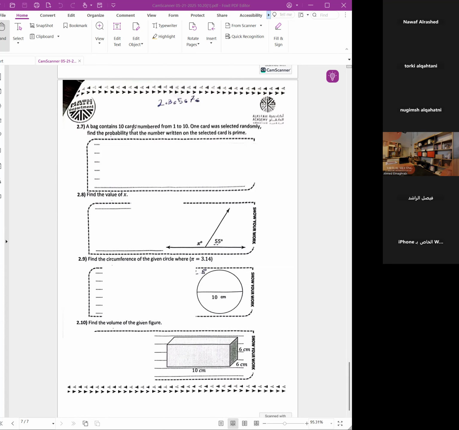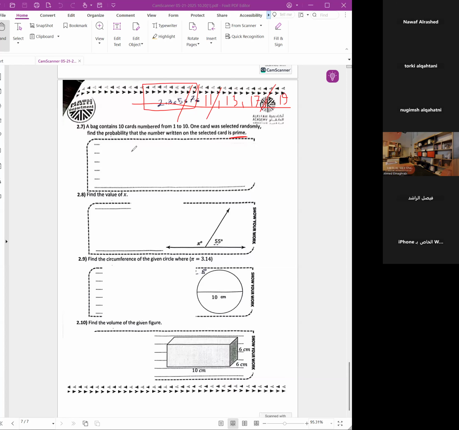a bag contains 10 cards numbered from 1 to 10. One card was selected randomly. Find the probability that the number written on the card is a prime number. Prime numbers up to 20 are 2, 3, 5, 7, 11, 13, 17, and 19. But I need only up to 10, which means 2, 3, 5, 7.